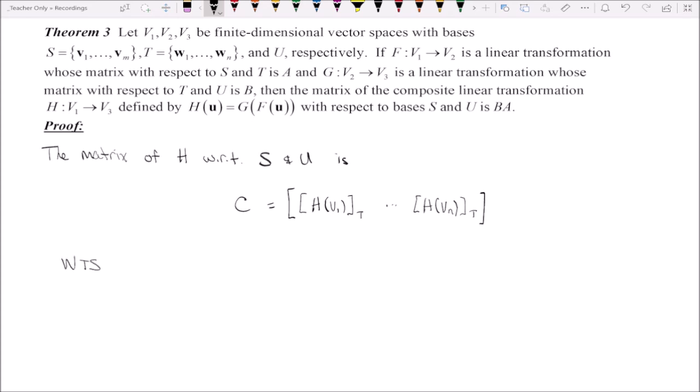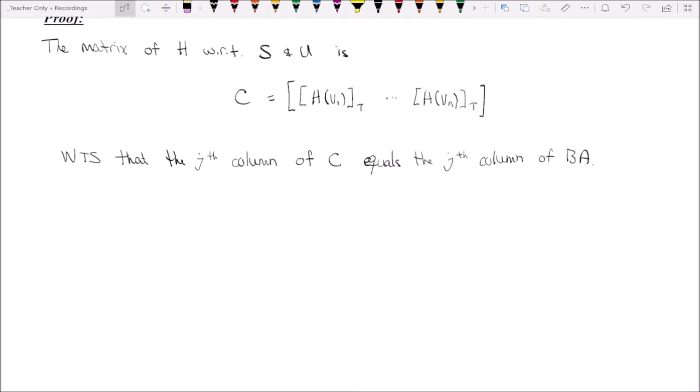We want to show that the jth column of C equals the jth column of B times A. So to find the jth column of BA, we do the entire matrix B times the jth column of A.